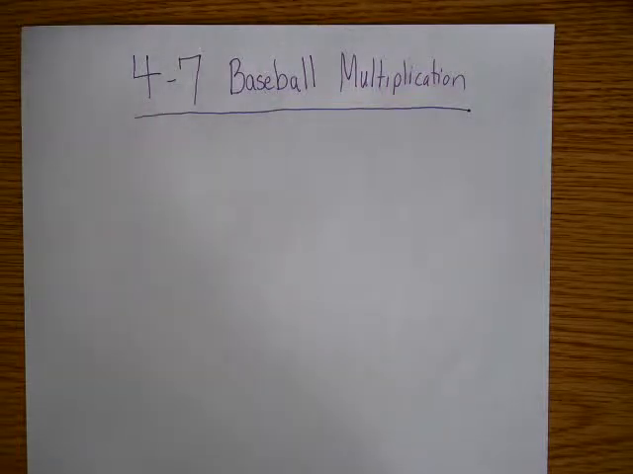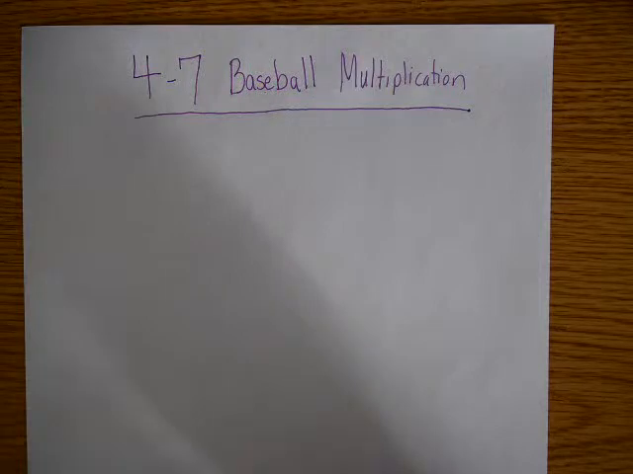This is lesson 4-7, baseball multiplication, the parent help video for grade 3 Everyday Math. There are no new vocabulary words in this unit, and in fact in this unit kids are going to practice multiplication facts. They're going to use what they know about multiplication with the turnaround rule, knowing that any number multiplied by 1 is that number, the multiplicative identity, and also knowing that any number multiplied by 0 is 0, the zero property of multiplication, in order to get multiplication facts.